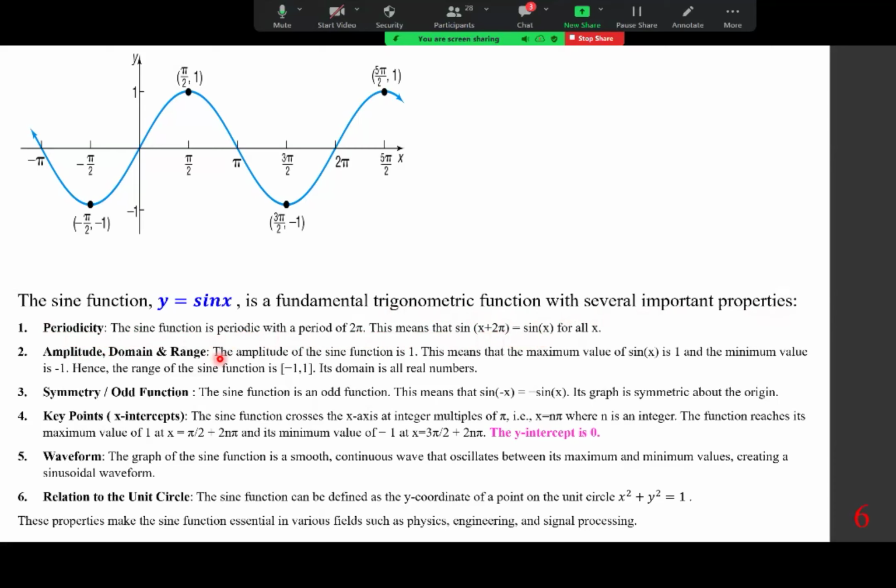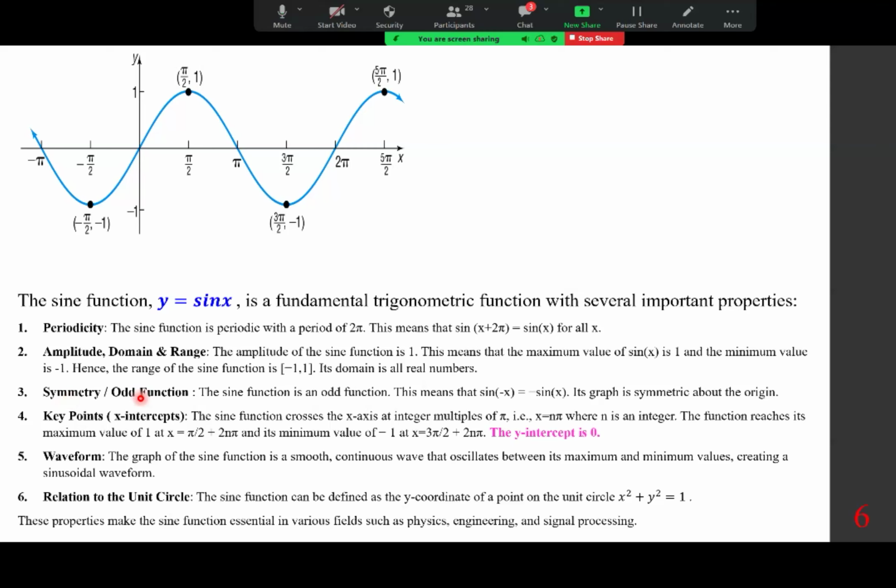Amplitude, domain, range. The amplitude of the sine function is 1. This means that the maximum value of sine x is 1. The minimum value is negative 1. Hence, the range for the sine function is from negative 1 to positive 1. Its domain is all real numbers.